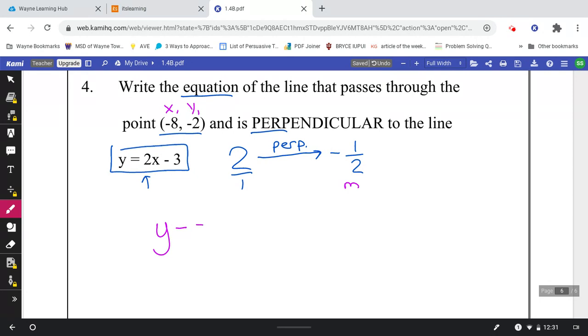Y minus negative 2 equals negative 1/2 times x minus negative 8. Take your double negatives, make them positives. Distribute the negative 1/2. You can use your calculator if you need. And solve this all the way till the end. I'll give you just a moment.